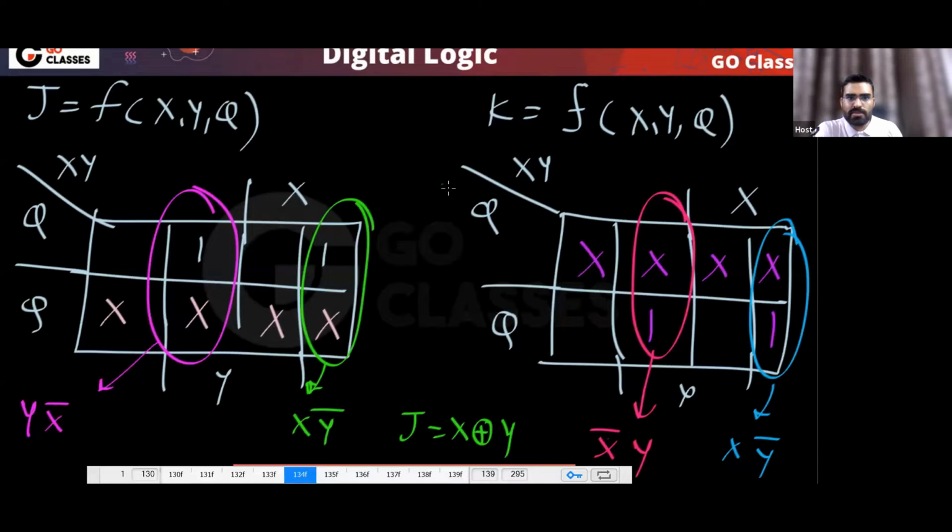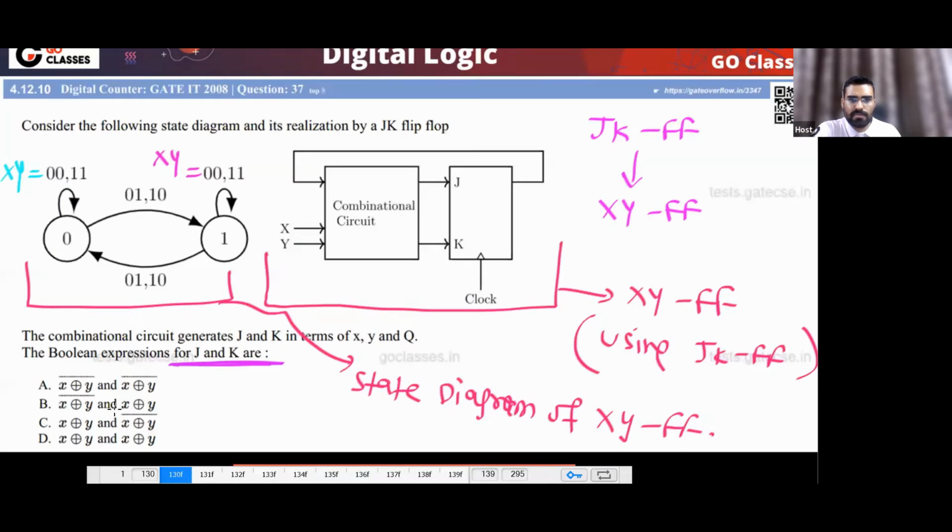So both are x XOR y. Okay, so this k is also x XOR y. So both are x XOR y. J comma k both are x XOR y. So what is the answer? The answer is option D.